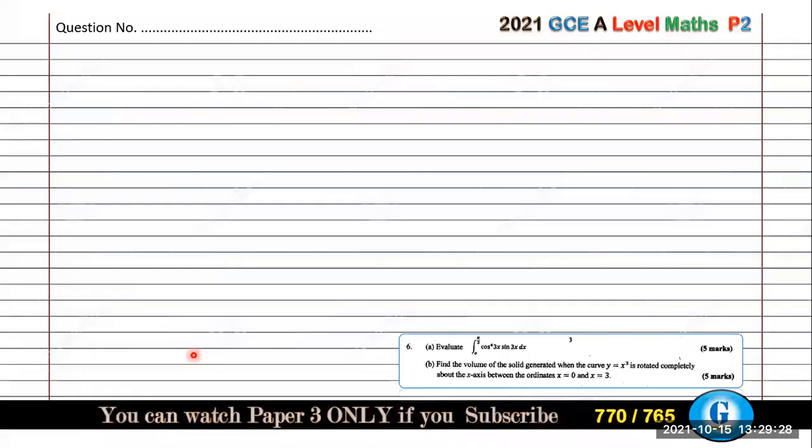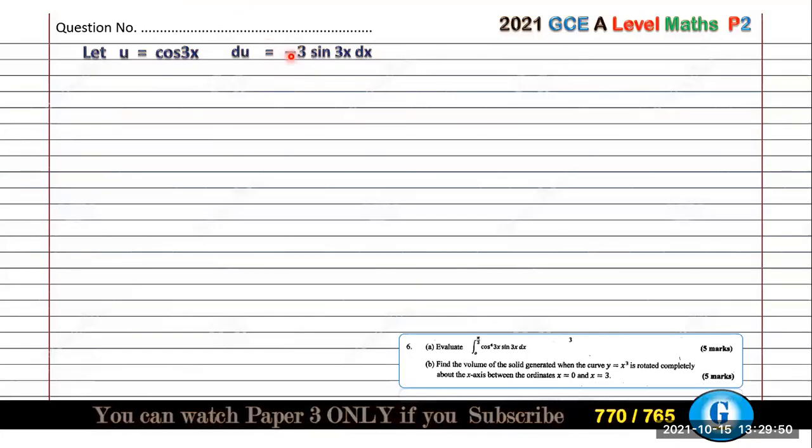If you look at this integral, if you differentiate cos 3x, you have minus 3 sine 3x, right? So we can let our u be equal to cos 3x. So let u be equal to cos 3x, and du will be equal to negative 3 sine 3x dx. We can now solve for sine 3x dx because we see it in this integral.